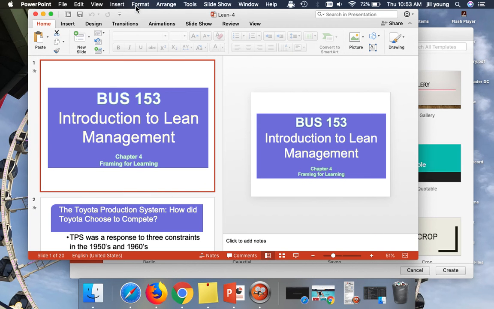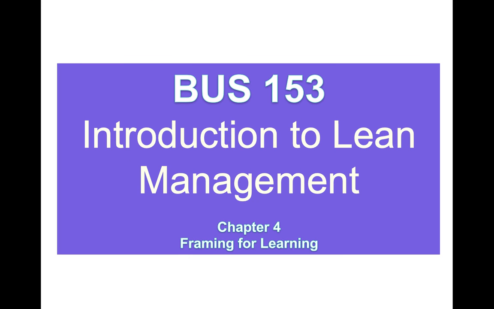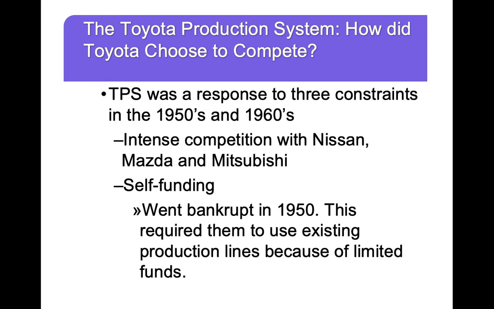So we are going to go over Chapter 4 this week. And this is the Framing for Learning chapter. And we're going to talk about some history here, some background. So we talked a little bit about how Lean derived from the Toyota production system.